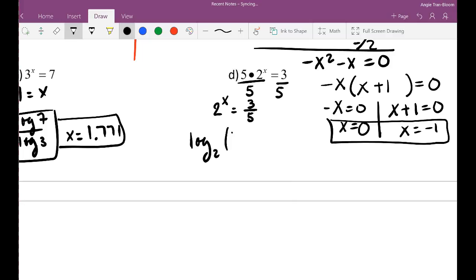Log base 2 of 3/5. Beautiful. Equals? You guys agree with that one? Good. If you have a newer calculator, in theory, this is done. But if you don't, what's your change of base?